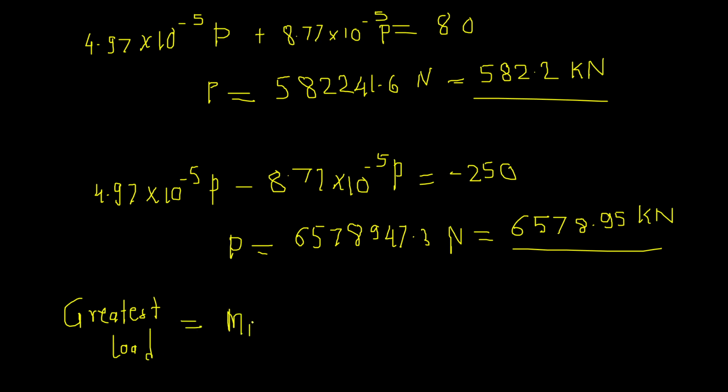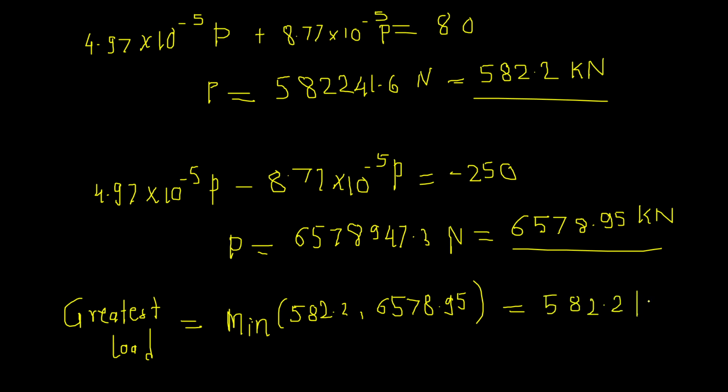minimum of these two values, that is 582.2 comma 6578.95. आता याच्यातला मिनिमम कोणता आहे, द फर्स्ट आहे. सो दॅट विल कम आउटसाइड, दॅट इज 582.2 किलो न्यूटन. सो द करेक्ट आन्सर इज 582.2.